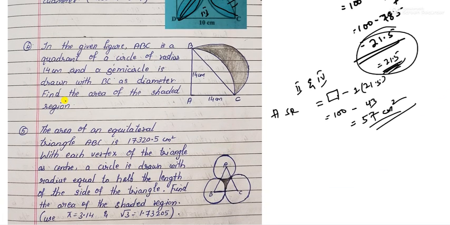Next question is, in the given figure ABCD is a quadrant of radius 14 centimeter, okay, and a semicircle is drawn with BC. Okay, so this is the diameter, BC is the diameter, and from here they have drawn a semicircle. Now find the area of the shaded region. So how are you going to do this? So what you can do, area of semicircle you can find, I'll just tell you the trick. Area of semicircle minus area of this segment, okay, let me show you.